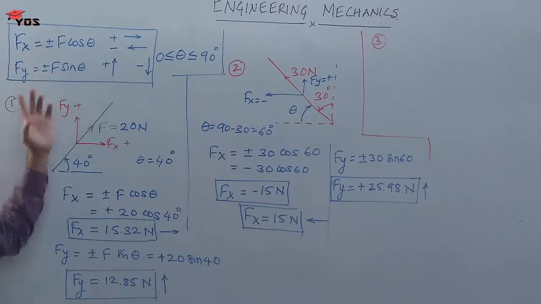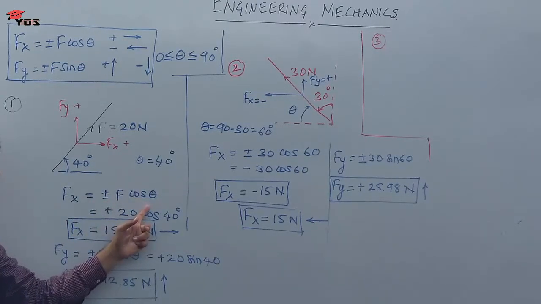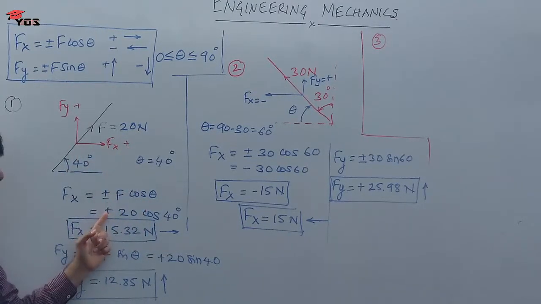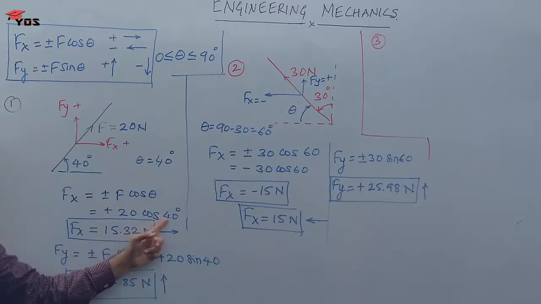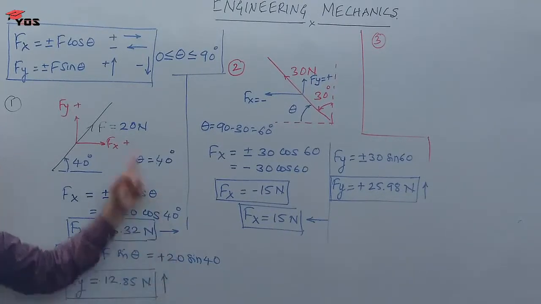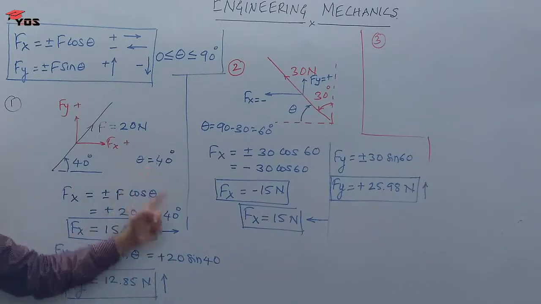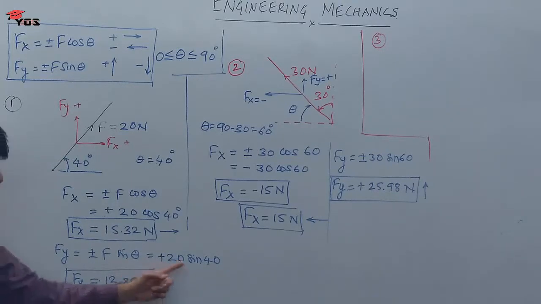Next, by using these two equations you have to calculate its x and y components. So Fx is given by plus or minus f cos theta. Now x component is going towards right, so it is positive. F is 20, theta is 40 degree. So calculate, you get 15.32 Newton. And y component Fy is given by plus or minus f sin theta. Substitute the value of f, the given force is 20, theta is 40, and since this y component is going upward, it is positive. Use calculator for calculation, you get Fy equal to 12.85 Newton.